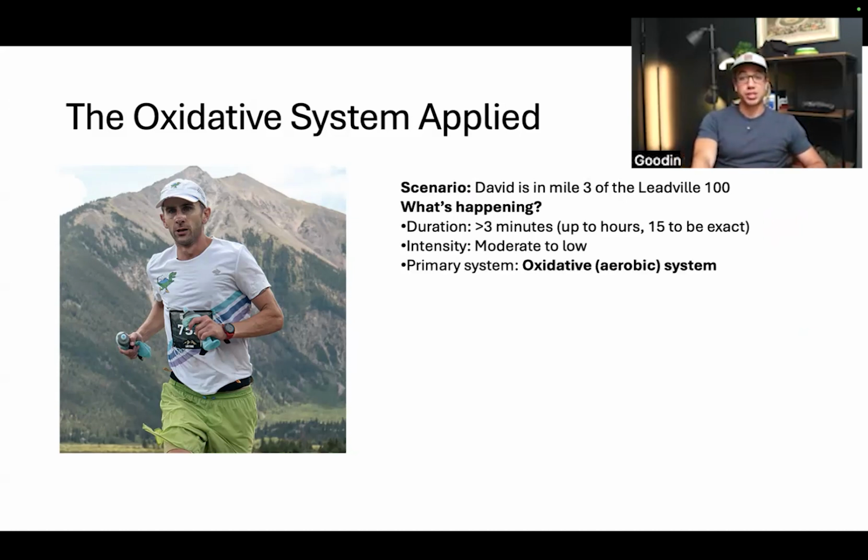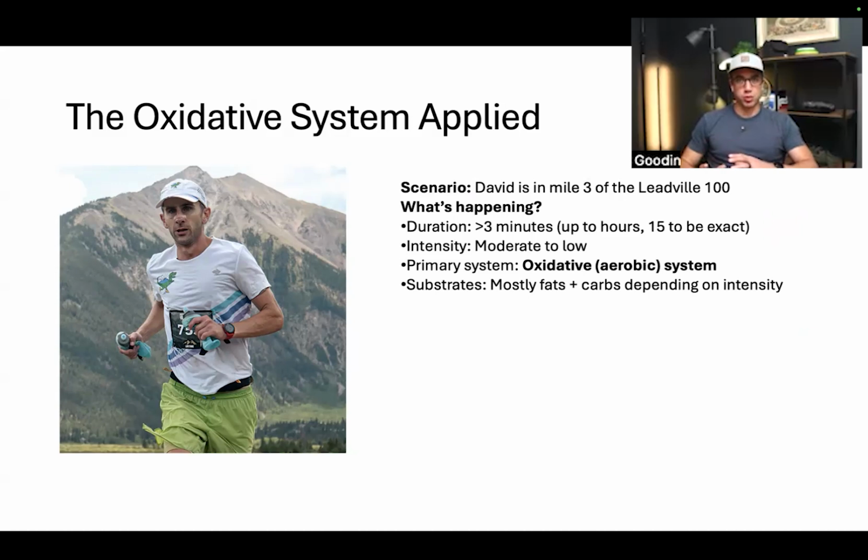Okay, so the primary energy system, as we know, is oxidative. The substrates, mostly fats and carbs, depending on the intensity. So if he's going, in this case, it's really anything, to be honest. It could be mostly fats because it's low enough intensity. But at the elite level, he will have some fats just because he's doing this for a long time, right? 15 hours. But carbs are actually still going to be the best source of fuel.